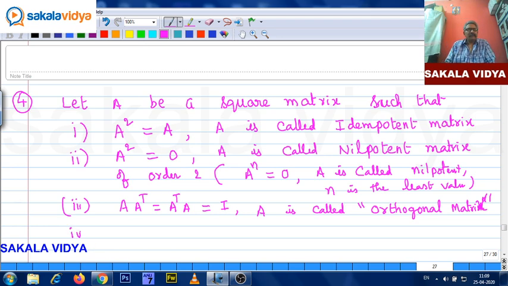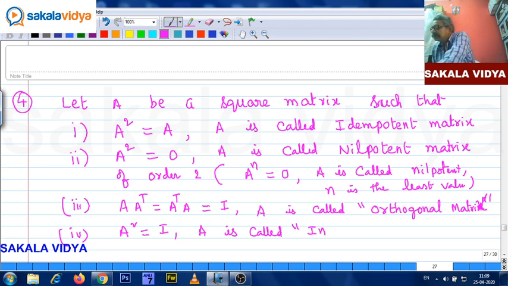So fourth point, A square is equal to I, then A is called involutory matrix.